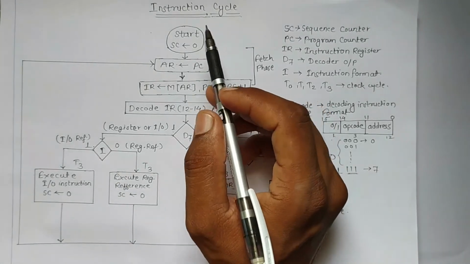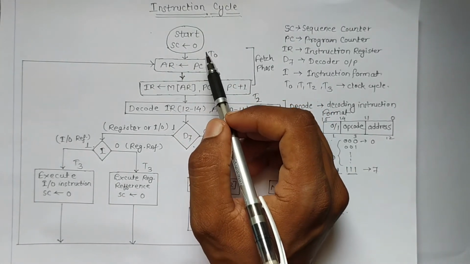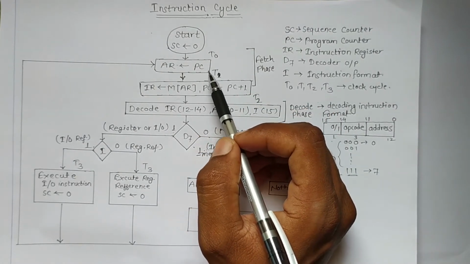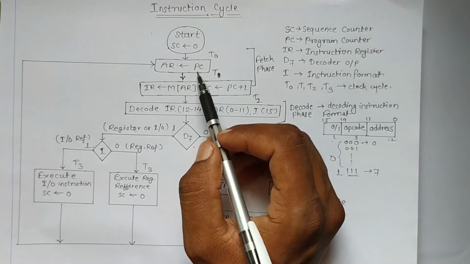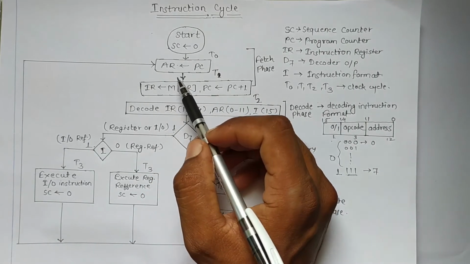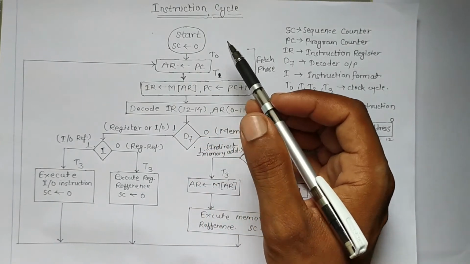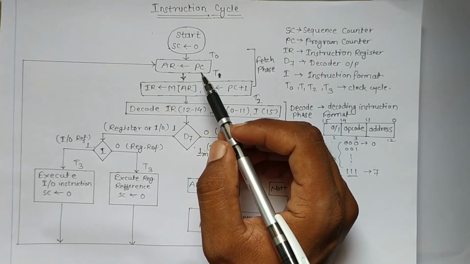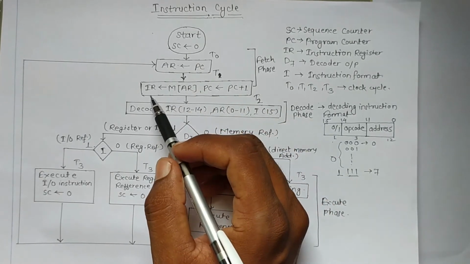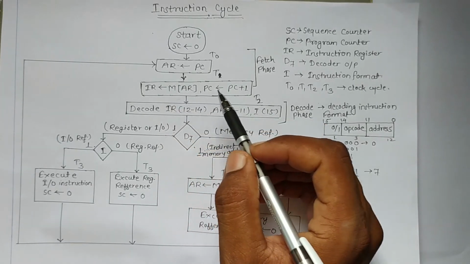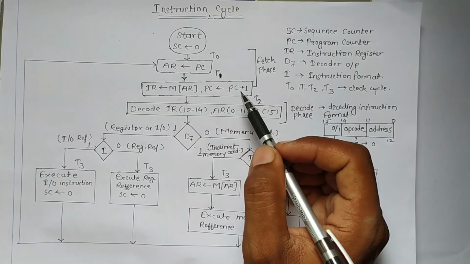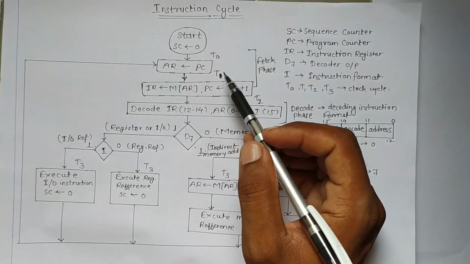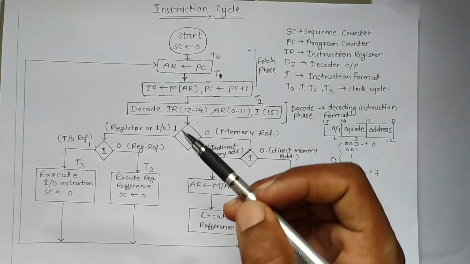When we start, the sequence counter is initialized to 0. After that, the address of the first instruction is stored in PC, and it is transferred to the address register from PC. This is the first clock cycle. After that, the microprocessor stores the instruction into the instruction register from memory. At this time, the PC is incremented by PC plus 1. This phase is the fetch phase, where an instruction is fetched to the instruction register.